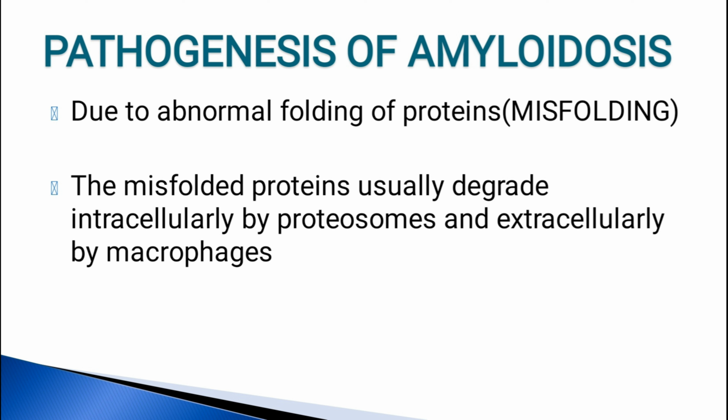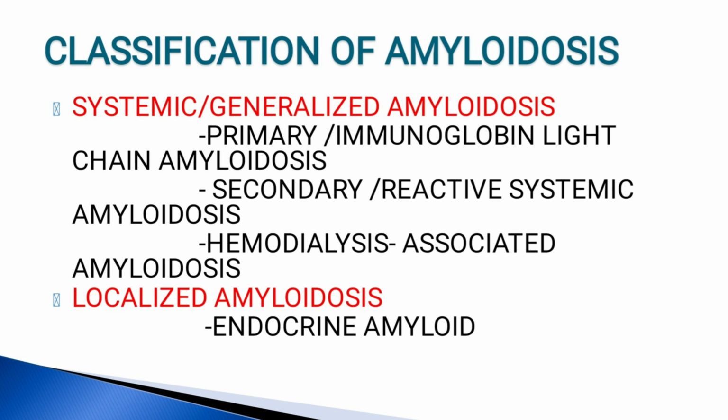The proteins that form the amyloid are categorized into two. First is the normal protein that has an inherent tendency to fold improperly. Next is the mutant protein that is prone to misfolding and subsequent aggregation. Next, let's see about the classification of amyloidosis. It is classified into systemic or generalized amyloidosis and localized amyloidosis.